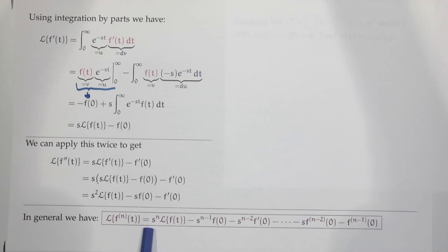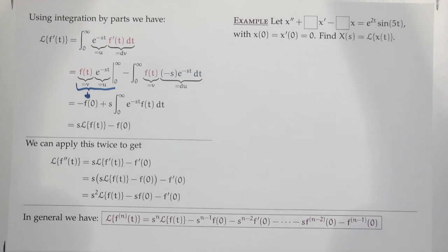You get s to the n times the Laplace transform of just f, minus s to the n minus 1 times f of 0, minus s to the n minus 2 times f prime of 0, and you keep working your way through. So your powers of s keep going down, and you evaluate the function, then the first derivative, then the second derivative, and so forth, until you get to the end.